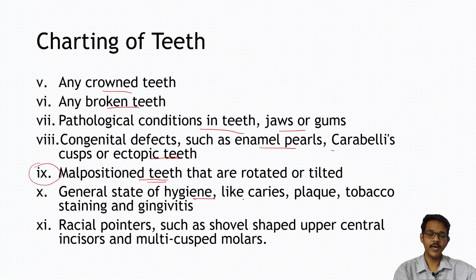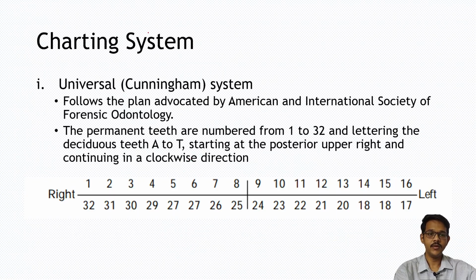General state of hygiene like caries, plaques, tobacco staining, gingivitis, and racial pointers such as shovel-shaped upper incisors or multicusp molars. All these features are recorded by the doctors when maintaining the charting to keep the profile of the person. Now coming to the charting systems of teeth.